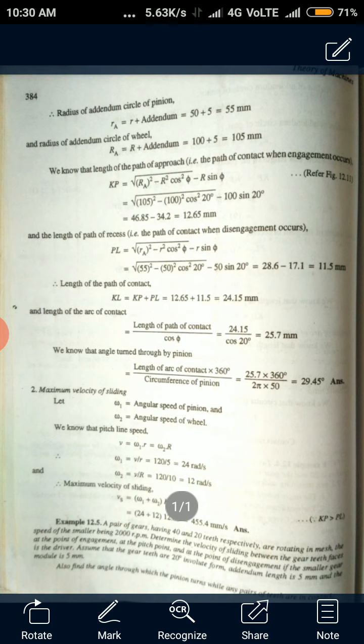So he has given the number of teeth on the pinion as well as the gear, and he has given the speed of the pinion. Smaller is always the pinion. Then what is he asking? Just what you calculated: the maximum velocity during engagement, the velocity during the pitch point, and the velocity during disengagement. Okay, so let us first see the data given.